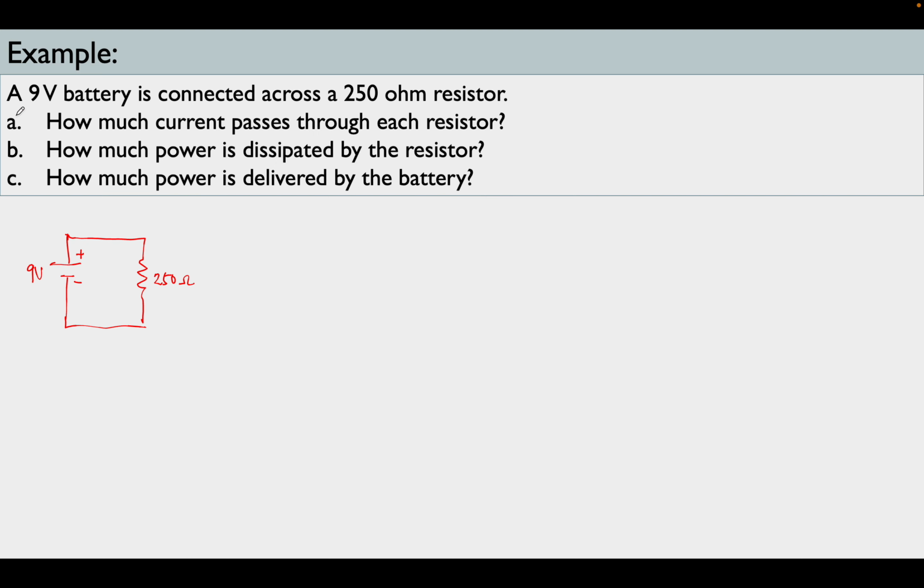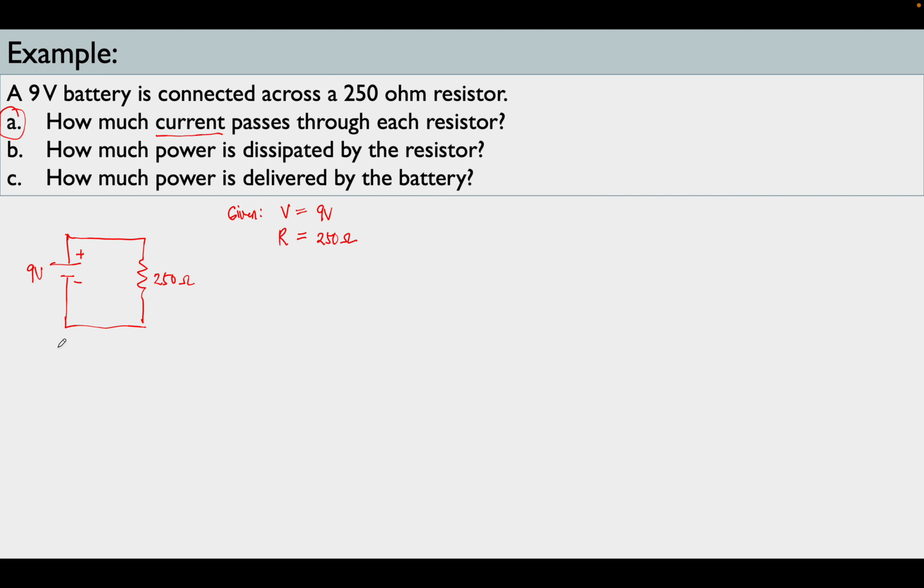Okay, so the question for letter A, let's start with letter A first. How much current passes through each resistor? So again, our given values are in terms of the voltage. This is equal to 9 volts, and then we have the resistor, which is equal to 250 ohms. Okay, so we are asked to solve for the current.